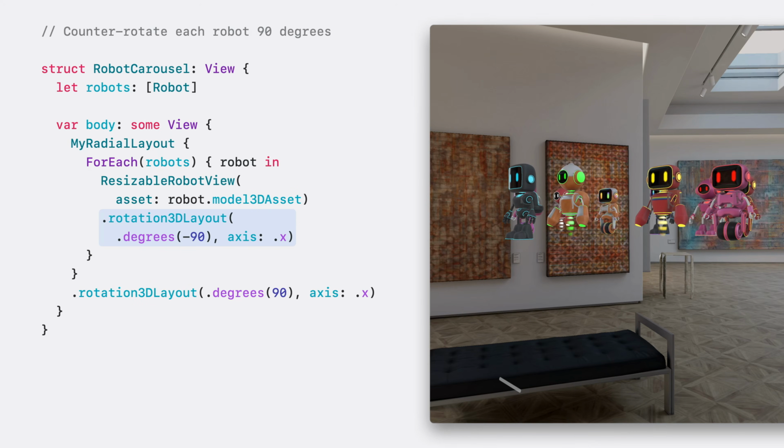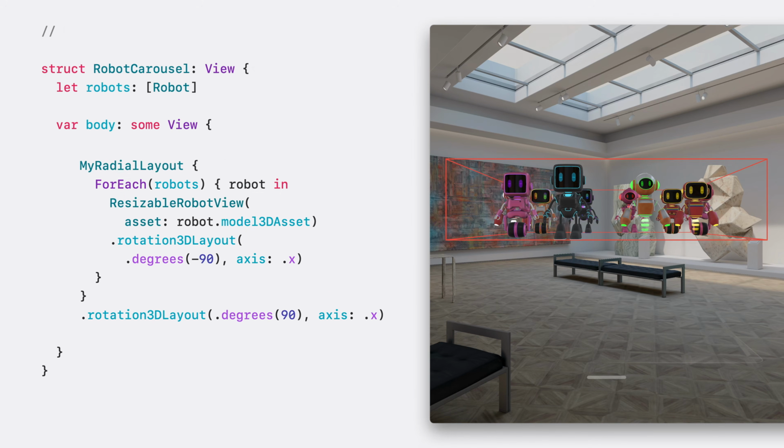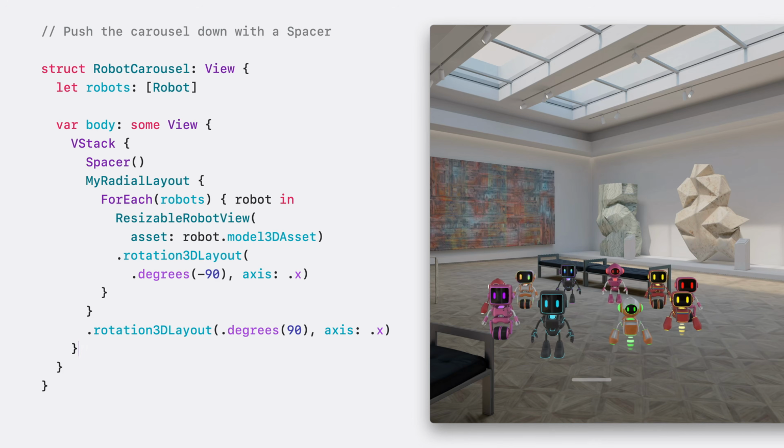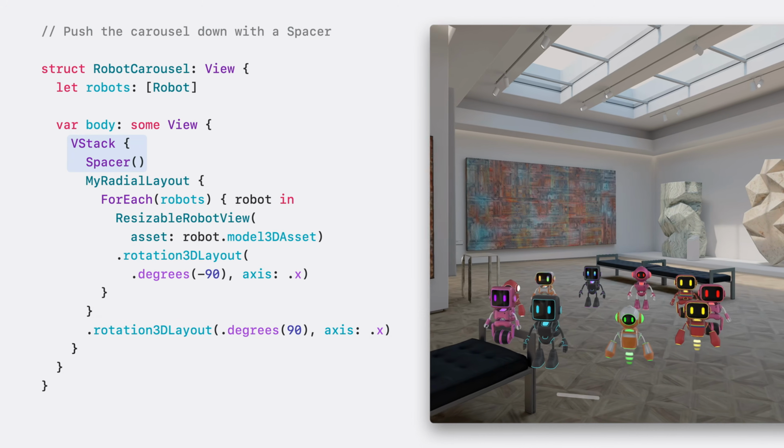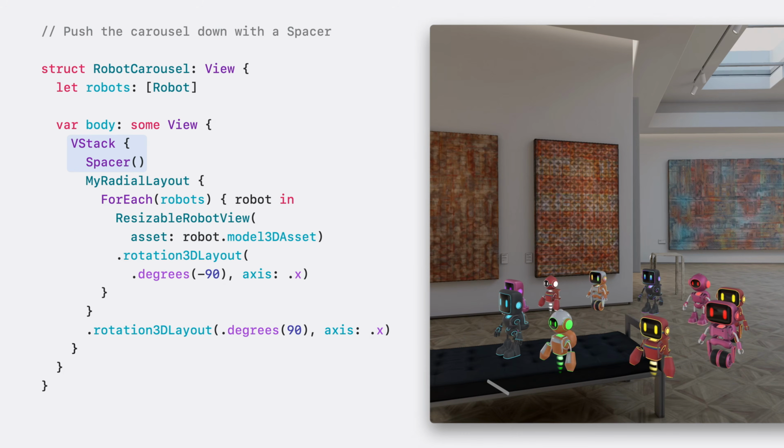There's just one last thing to fix. The carousel is center-aligned inside the volume's height. I'd like the carousel to be flush with the base plate of the volume. This is easier to notice with a debug border 3D applied to the entire carousel. I can use the same strategy I would for a 2D layout. I want to push the carousel down inside a VStack with a spacer above it. My robots are looking great at the bottom of the volume now.